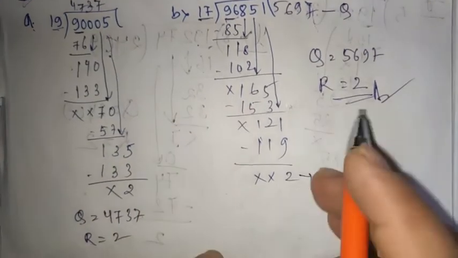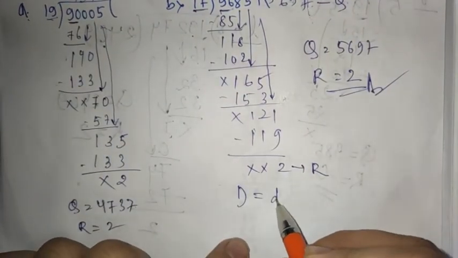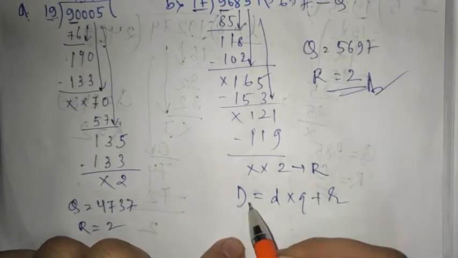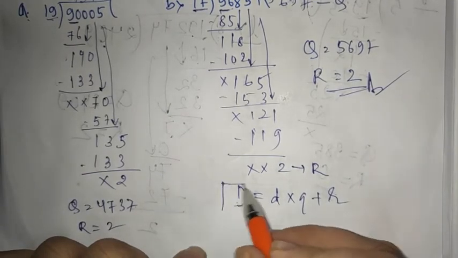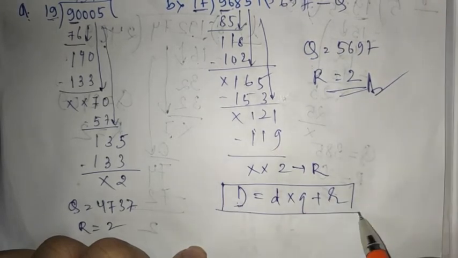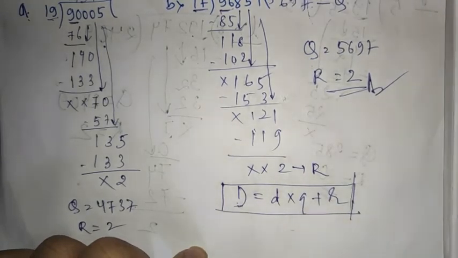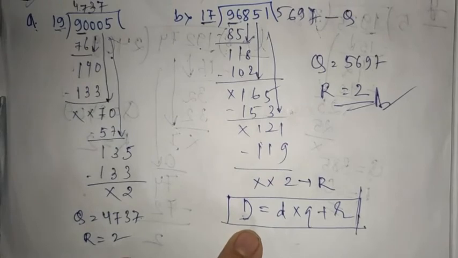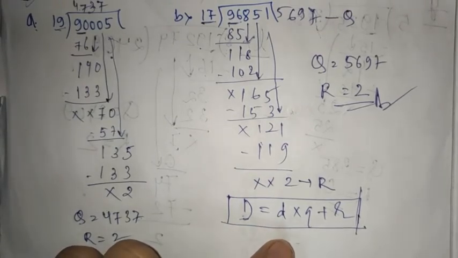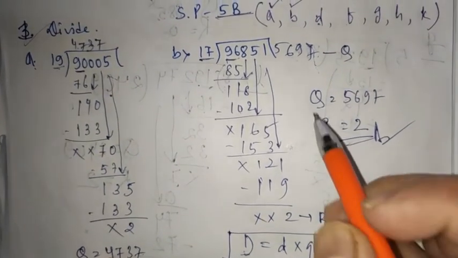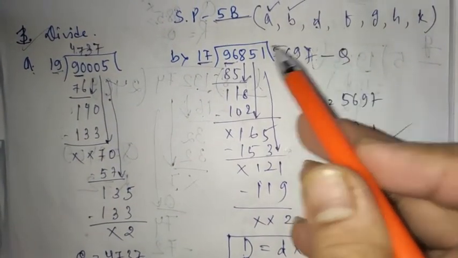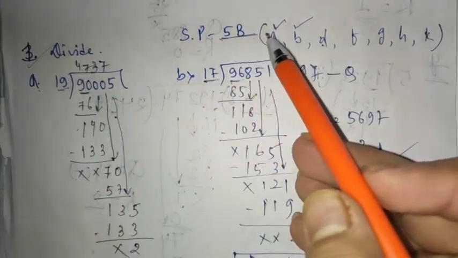Alright, the concept of dividend equals to divisor into quotient plus remainder should be very much familiar to you to check this division method. Okay, so I hope you will learn this properly. You will mark it up. Okay, so we will see in the next class with the question number D from self practice 5B.